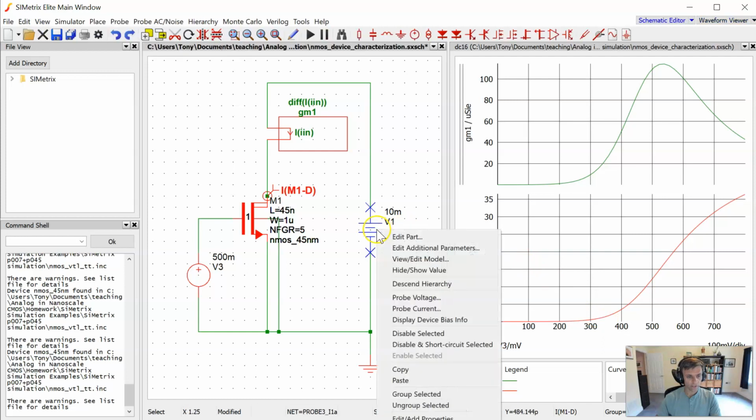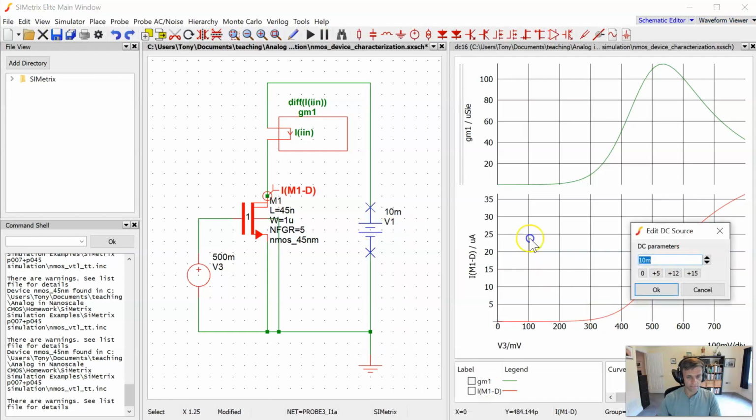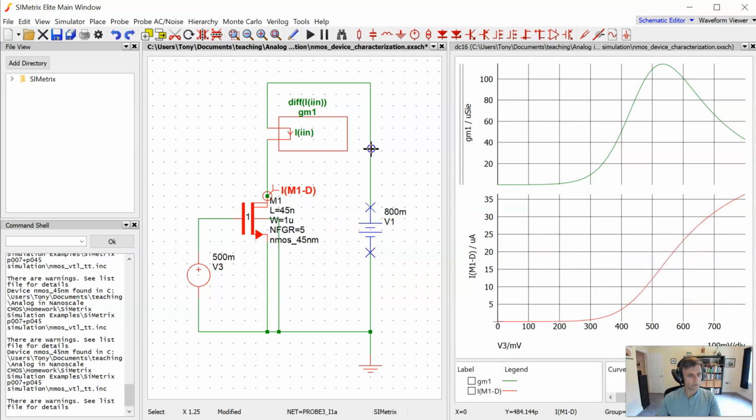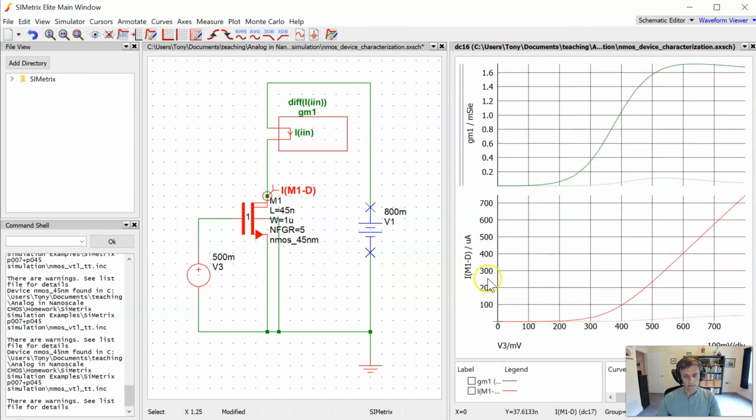Now let's go ahead and increase VDS. Let's go up to 800 millivolts and rerun the simulation, see what happens here. Okay, so now the drain current looks quite different. Again, we see the transistor turning on generally in the same general area, and it looks a little bit more quadratic in this region. This is the classic MOSFET square law. But then again, it looks like it's becoming linear. So this is not unexpected.